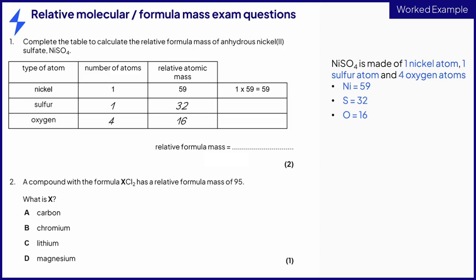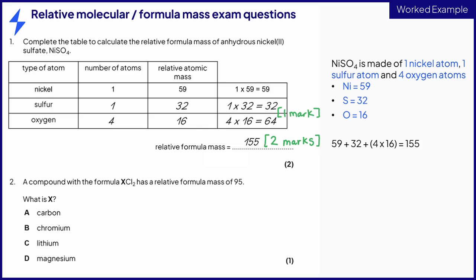These values can now be filled into the table. In the question, nickel is given as an example, 1 times 59. So, sulfur contributes a total mass of 1 times 32, or 32. And oxygen contributes a total mass of 4 times 16, or 64. The total mass of NiSO4 is therefore 59 plus 32 plus 4 times 16, which equals 155 for 2 marks. If you did not get a final answer of 155, you can still gain 1 mark for either the sulfur row being correct or the oxygen row being correct.